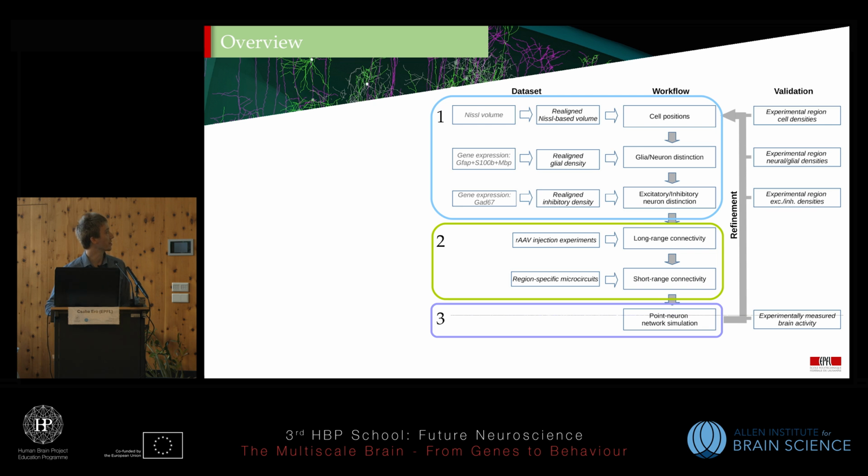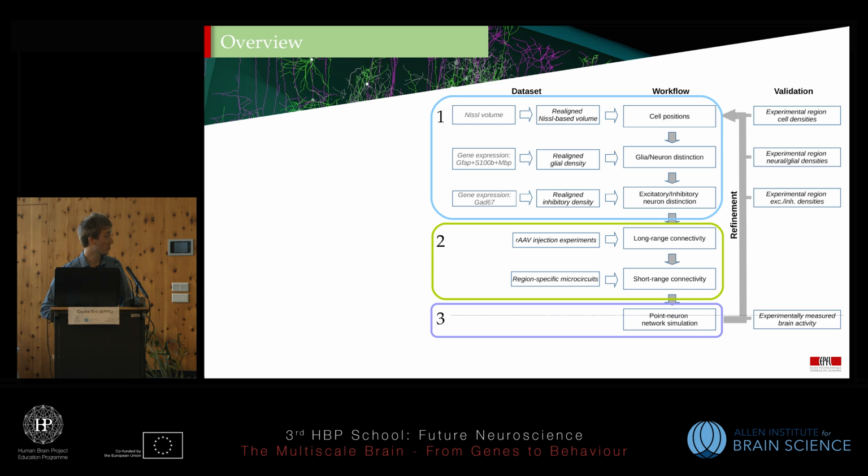In order to try to understand this question, we developed a workflow. And the idea in the workflow is that we have different data sets coming in on the left. And then we first build cell positions for the brain. Then we differentiate the different cells into cell types. After that, we connect the neurons together. And finally, we can simulate this whole network.